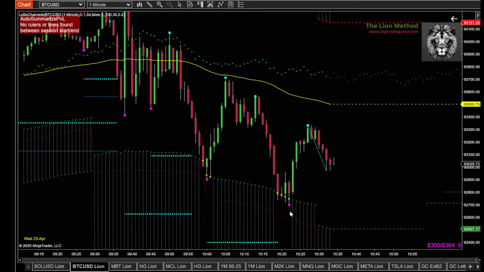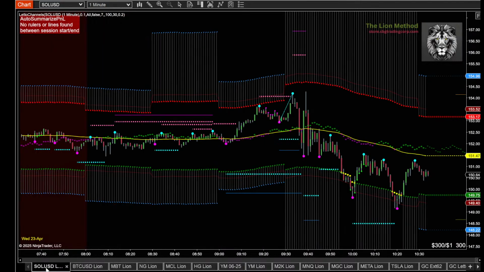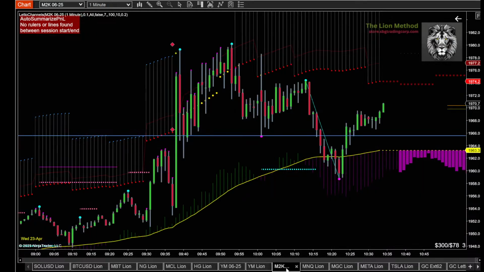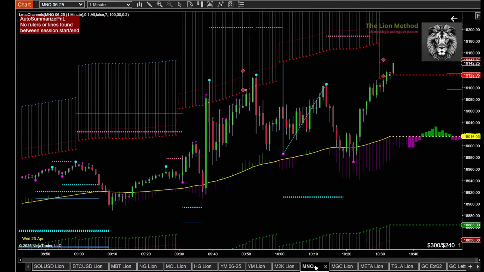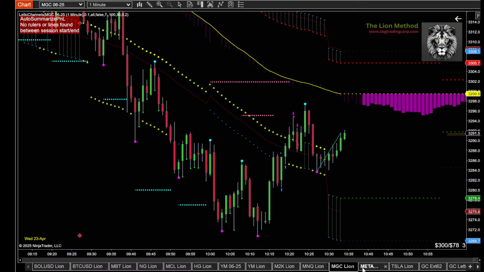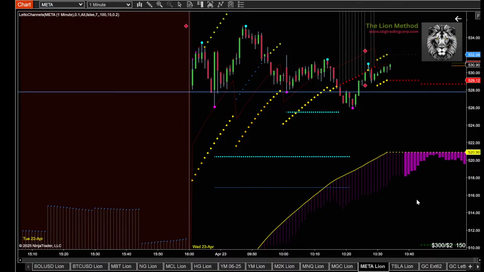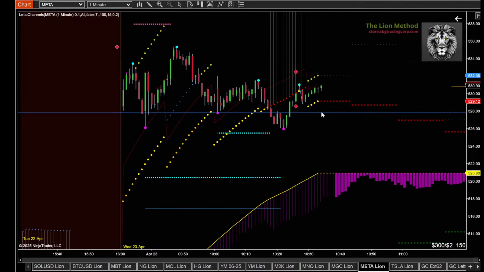Well, Bitcoin Cash is setting up a buy signal. I don't have the histograms on, but I have the dots, and the dots are showing upward. Solana could be a good buy. A bonny buy. You guys know the Scottish word for beautiful? Bonny. And a bonny.